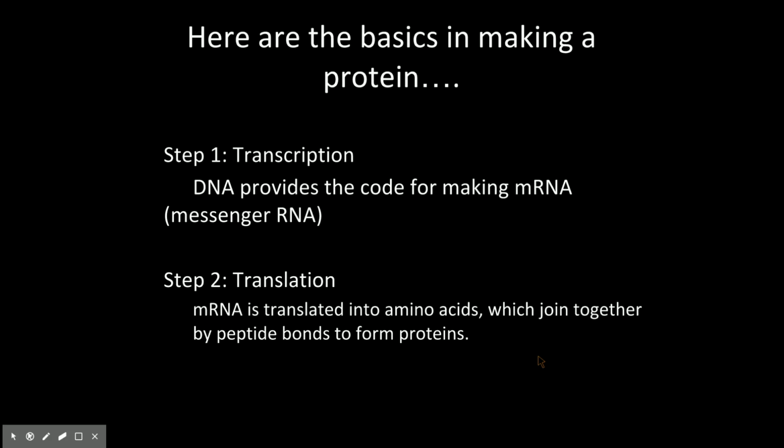Transcription: the DNA provides the code for making the mRNA. M stands for messenger, and we'll talk about what that means later. So messenger RNA, that's the transcription part. And then step 2 is the translation, where that mRNA that was just created is going to be translated into a code of amino acids. These amino acids are going to be joined together by peptide bonds. Remember, peptide means protein, and that's going to form the proteins that are going to give us our characteristics.